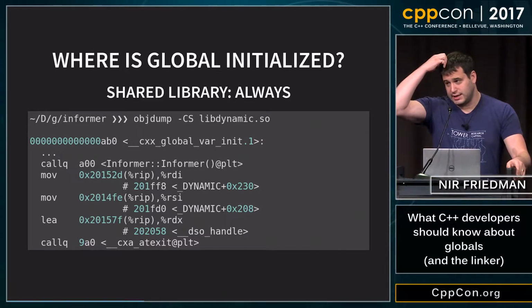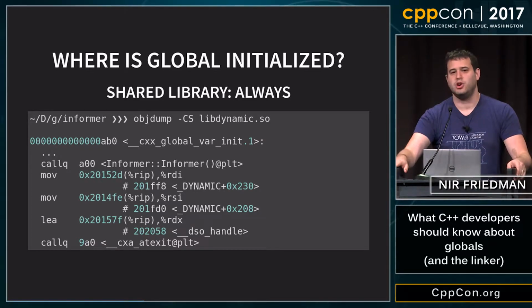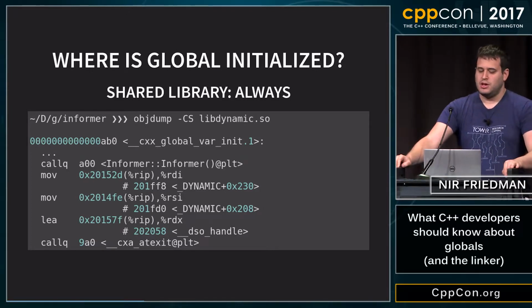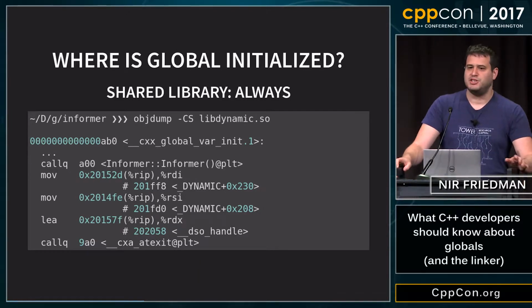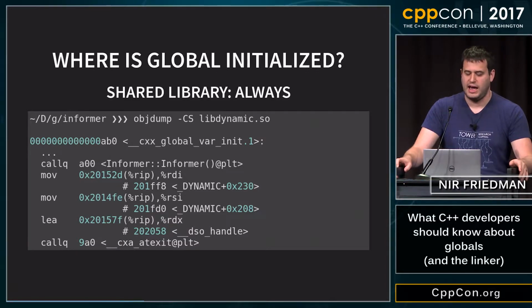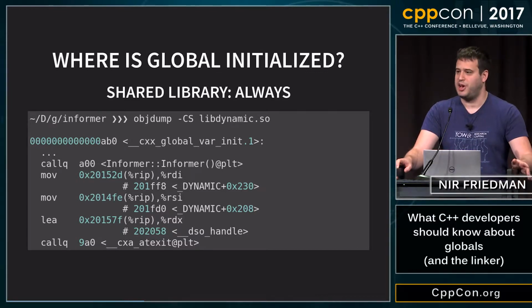Okay, so let's try to dig a little deeper and figure out what's actually going on. Where does a global actually get initialized? So here I use objdump, and I just dump the assembly. And there's a lot of stuff. But if you search through carefully, you will find basically something like what I have here.